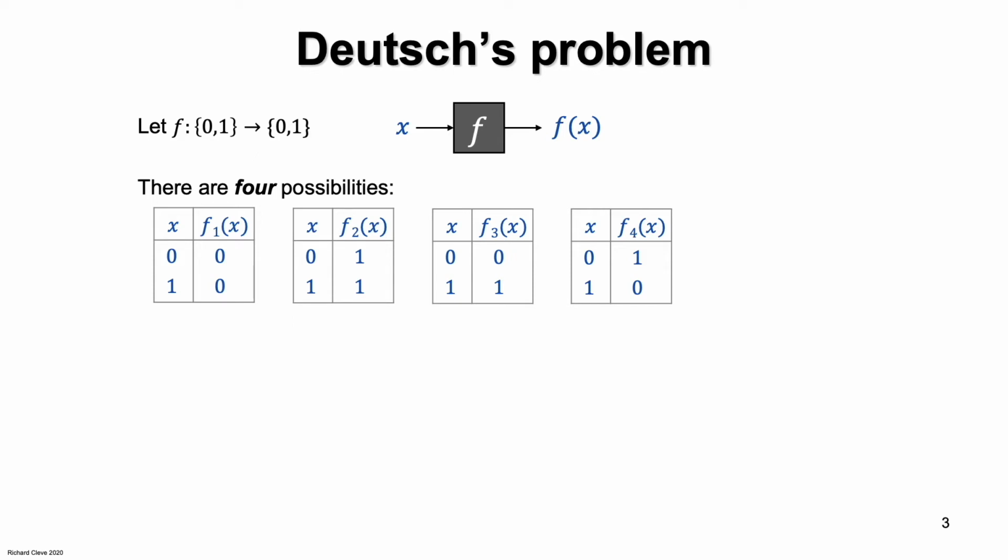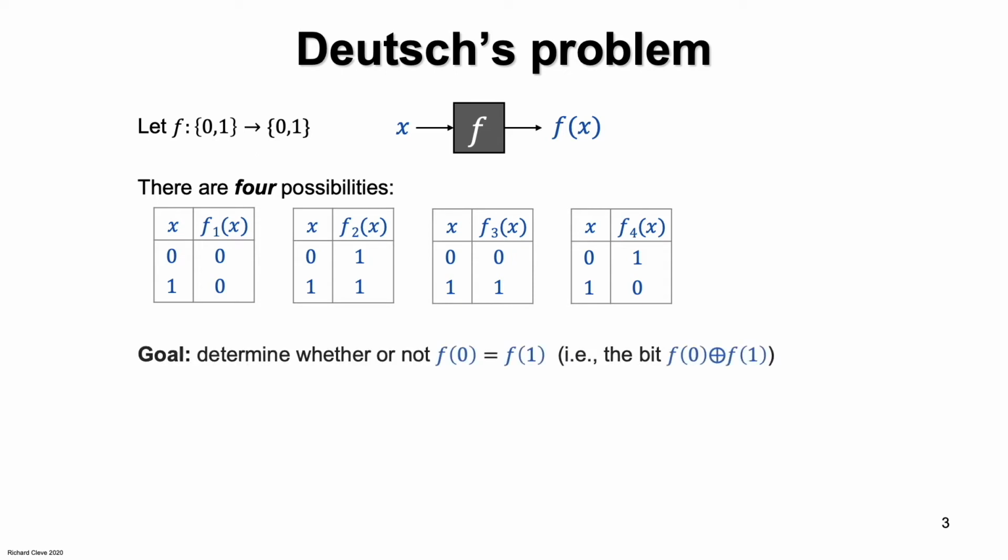The second function is 1 everywhere. The third function is essentially the identity function. Input x results in output x. The fourth function is essentially a NOT operation. 0 gets mapped to 1, and 1 gets mapped to 0. Imagine that we're given a black box for such a function, but we don't know which of the 4 functions it is.